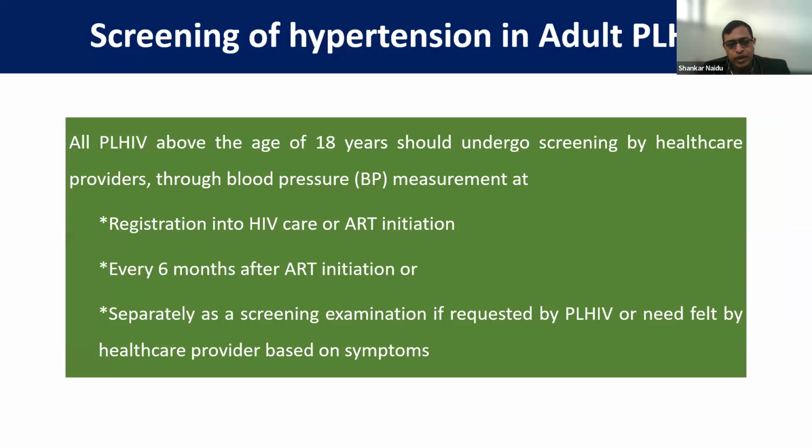Any PLHIV who is above 18 years of age should undergo screening at the first presentation by measurement of blood pressure. Blood pressure measurement is a very simple assessment, and it has to be done at the time of registration in the ART care and subsequently every 6 months, or even earlier if there is a need. If the patient reports symptoms related to hypertension, we can do a screening at that point. Or if you feel there is some need for measuring blood pressure, we should always perform a blood pressure measurement of these patients.